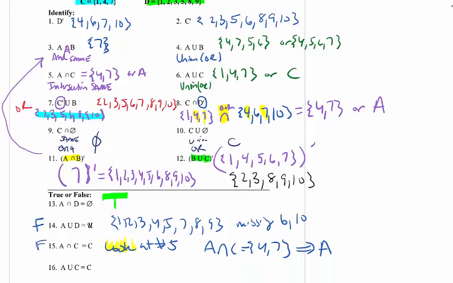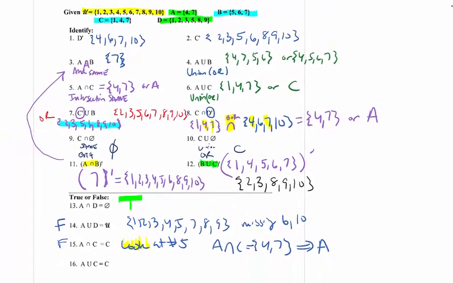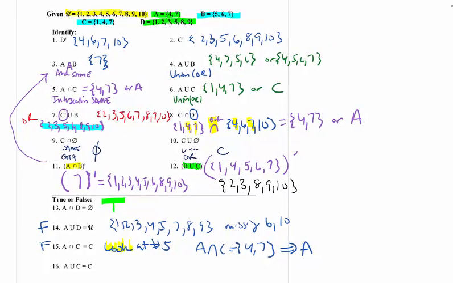And so my last one, which is A union C, we already did that in number 6 above. So look at number 6. A union C is equal to, it's 1, 4, and 7. Looking at 6 up above. 1, 4, and 7 is equal to C. So my answer there should be true for that problem.